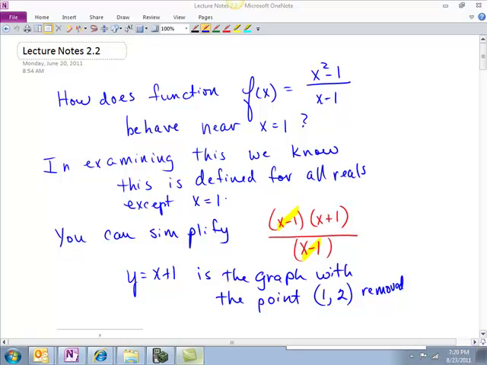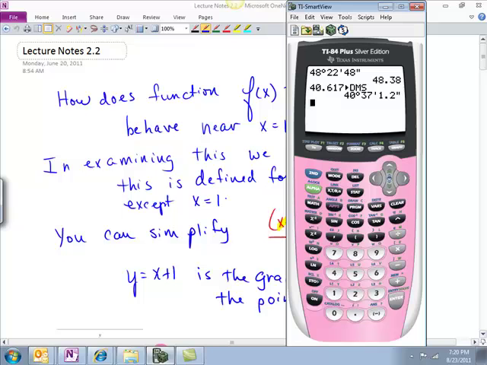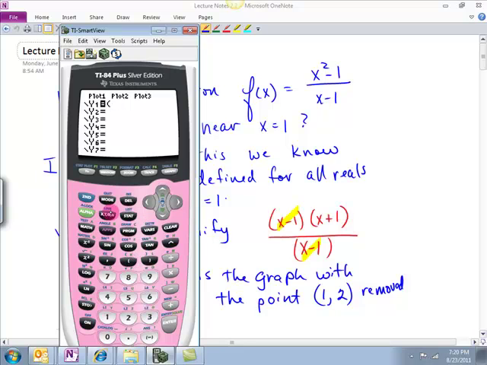Can this thing exist at x equals 1? No. Because why? There's a hole there. So if you put this guy in your calculator, what would you get? If you go in there, try it. Put this thing in your calculator, in your y equals. Top needs to be in parentheses, so x squared minus 1 divided by parentheses.